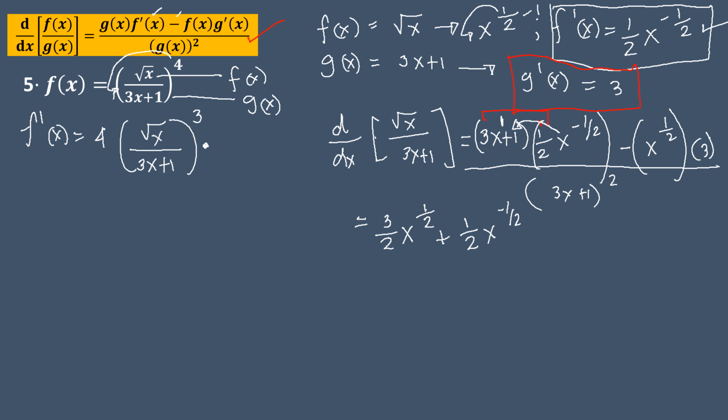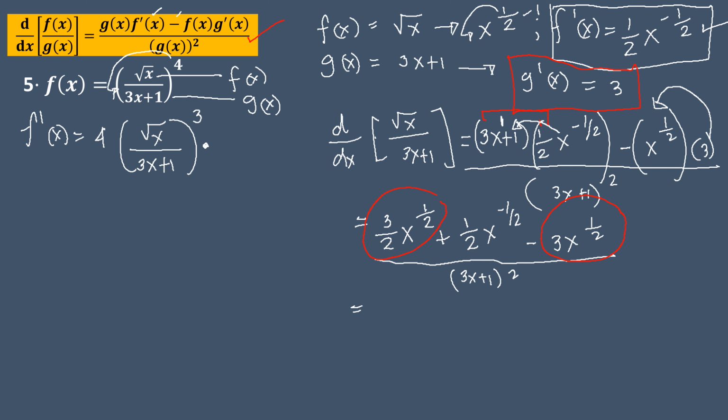Okay, and then the 3 will be multiplied to x to the 1 half, and that will give us 3x to the power of 1 half. And this will be over 3x plus 1 to the power of 2. So next step is we will be combining similar terms, and they are similar in the sense that they have the same literal factors. So x to the power of 1 half, and the other x has a power of 1 half.